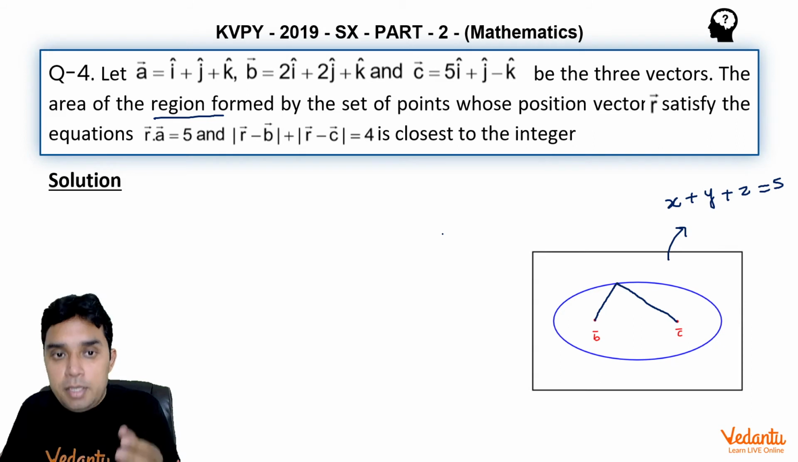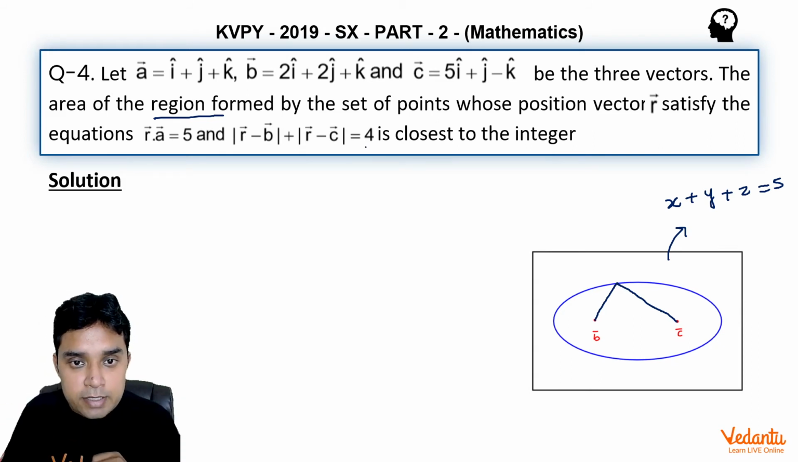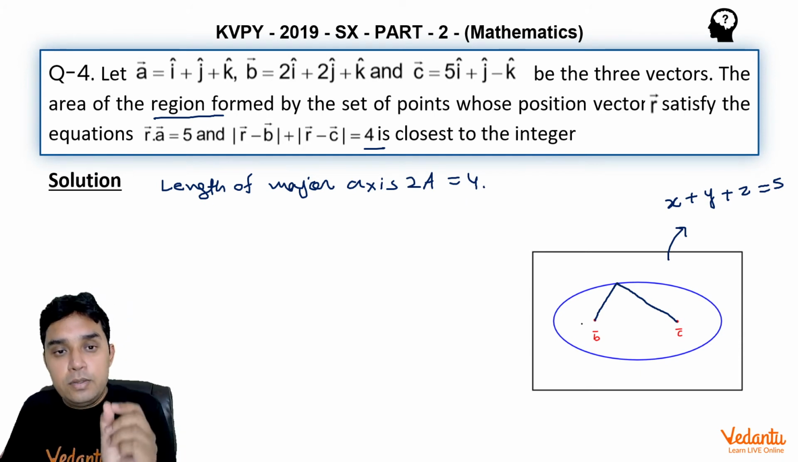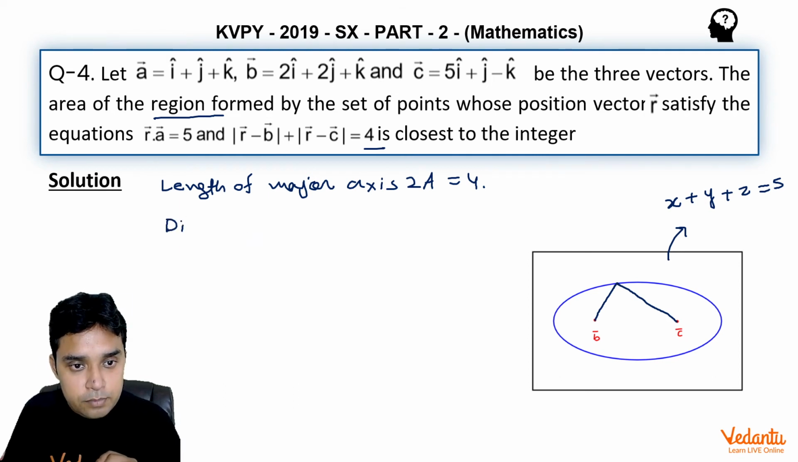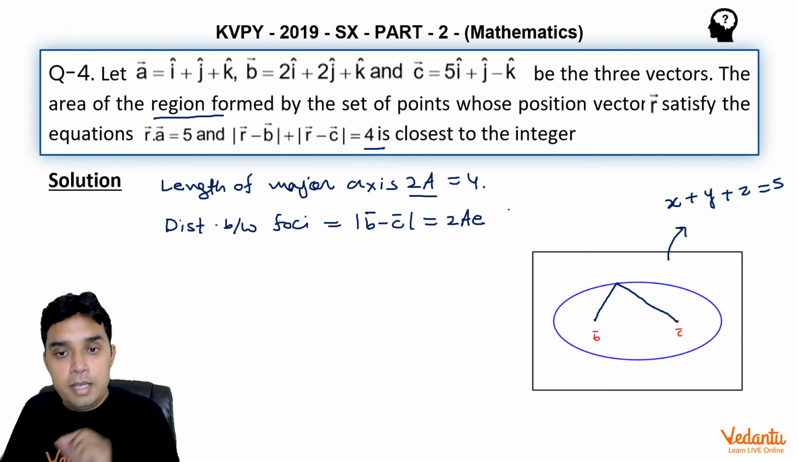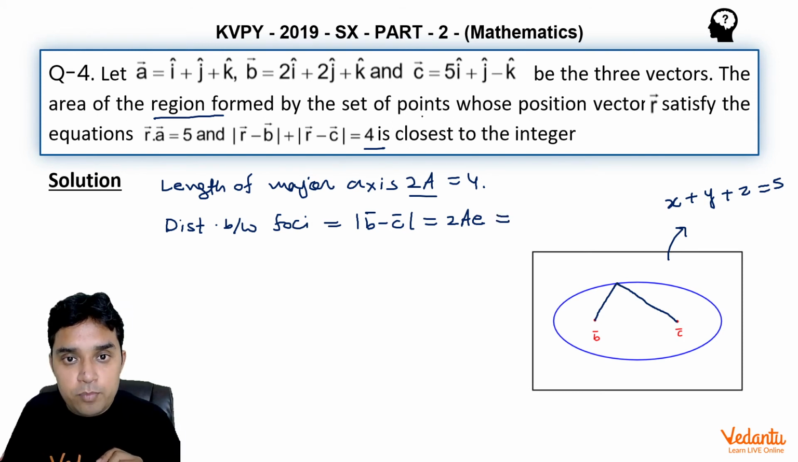Now there are a few standard properties: this 4 is nothing but the length of the major axis. I can write this as 2 times capital A, and this is equal to 4. Also we know B and C serve as foci, so the distance between foci will be actually mod of B minus C, and this is actually 2AE. In the ellipse chapter we study all these things.